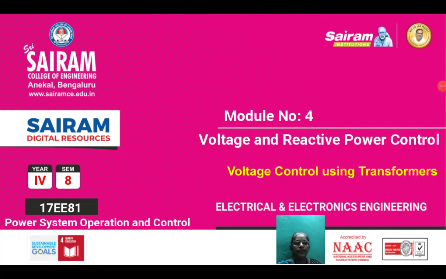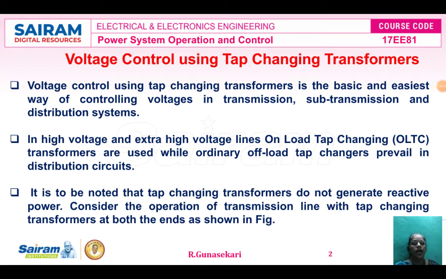Dear students, in this lecture video, we study voltage control by using transformers, how to control the voltage with the help of transformers. Here, I am using a tap changing transformer for controlling voltage. Voltage control using a tap changing transformer is the basic and easiest way of controlling voltages in the transmission side, sub-transmission side and also the distribution system.